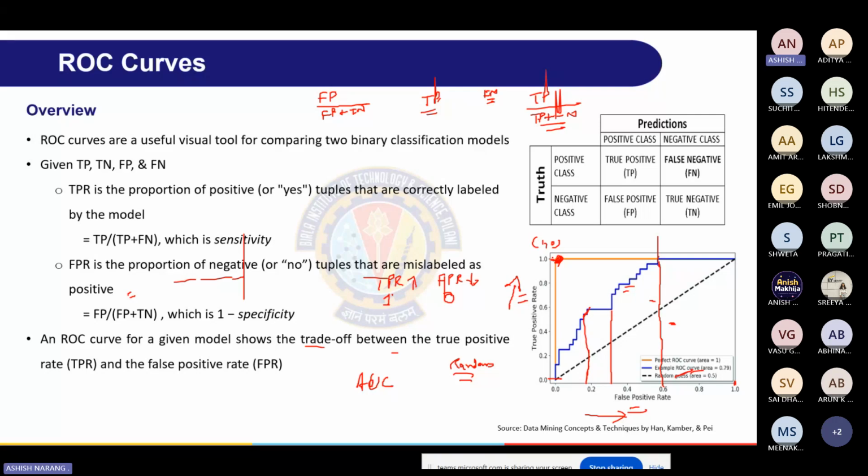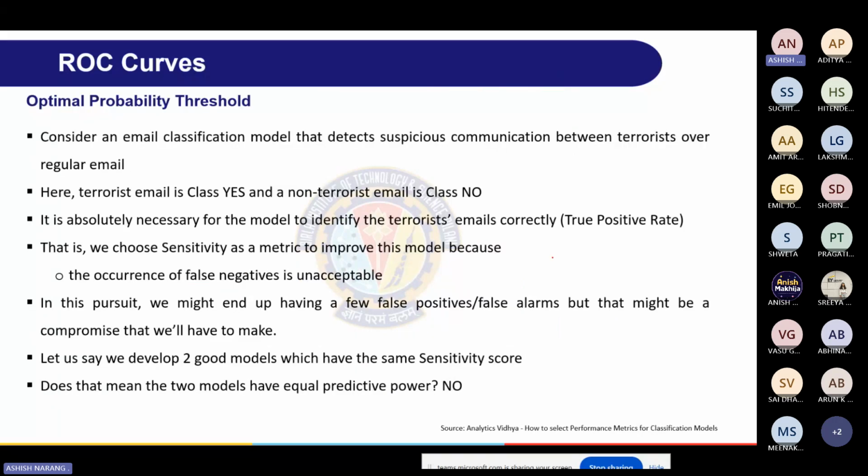So for this course, you have to specifically go through every week, what was covered and what was not covered. That's what I'm repeating time and again. Okay. Now the next thing is optimality probability threshold.